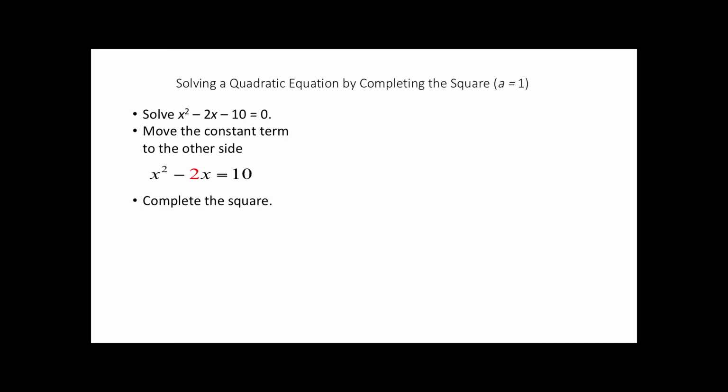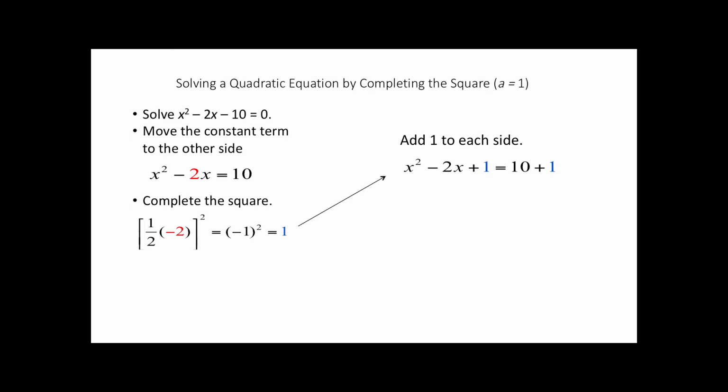And now we're going to complete the square. Now remember, for completing the square, we take half of the first degree term, so half of minus 2, and we square it. So half of minus 2 is minus 1. Square it, you get 1. So we're going to add 1 to each side of the equation to balance it.